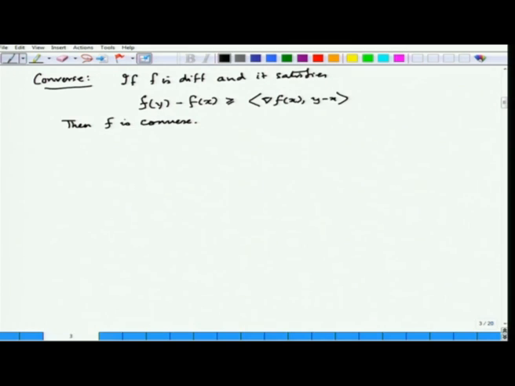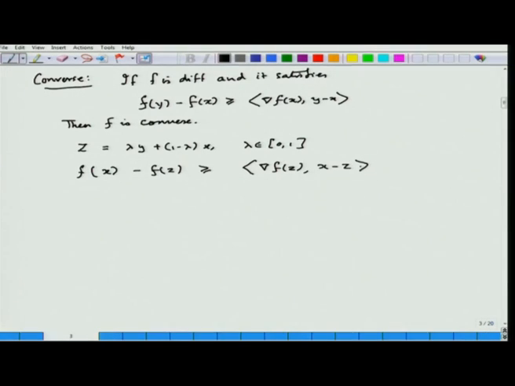So, I would prove it, but I am just going to give a hint of the proof. Consider z as lambda y plus 1 minus lambda x, where lambda is some number between 0 and 1. Then f of x minus f of z is greater than or equal to gradient of f of z into x minus z. Similarly, f of y minus f of z is greater than or equal to gradient of f of z into y minus z.